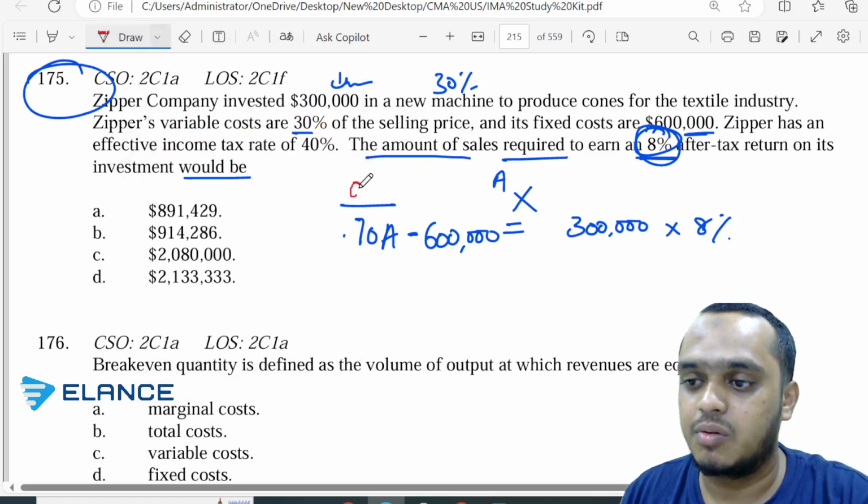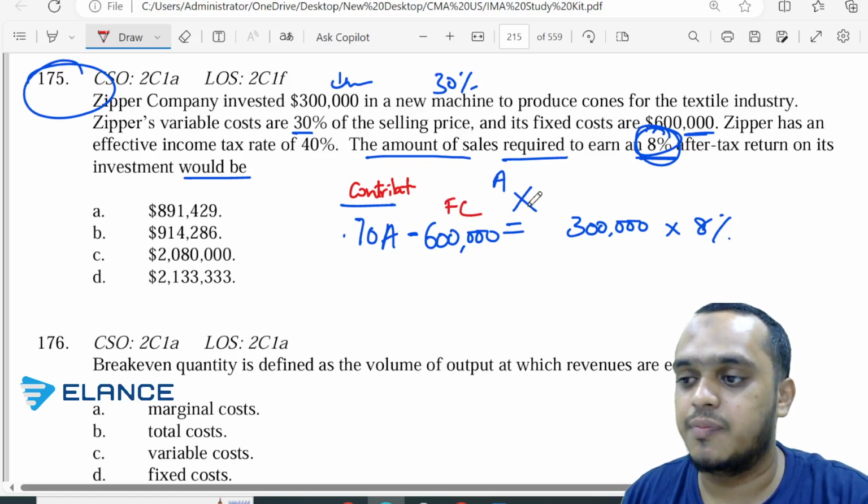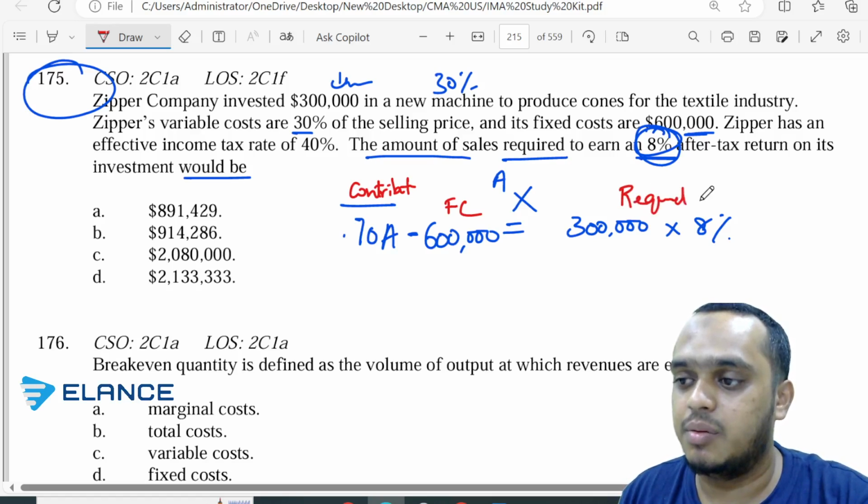This is my contribution. This is my fixed cost. This is my required profit.